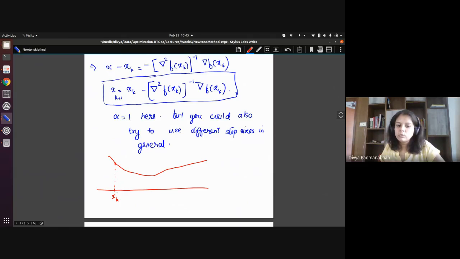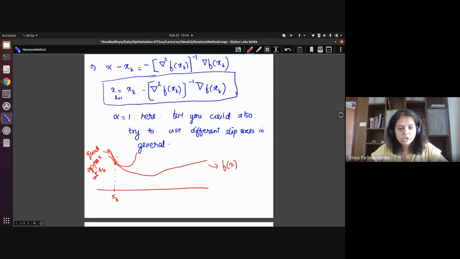Now you remember from the Taylor series approximation, and you must have also tried it out in the assignment, if you think of a quadratic approximation to this function at this point, what it will look like is something of this form. So this is f of x, and this is the quadratic approximation to f at xk.